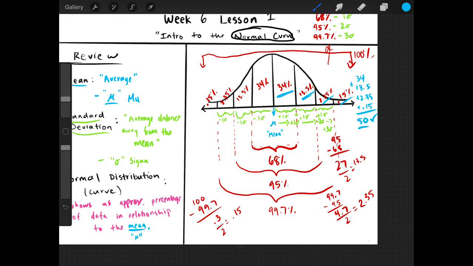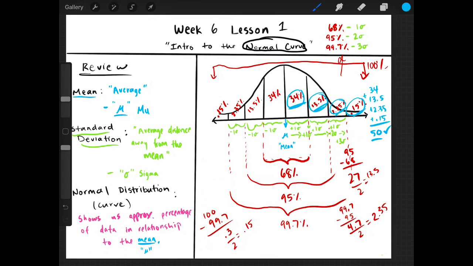Now again, this first lesson was just to introduce you to this idea of the normal curve. I know it's a lot to look at right now, but the main thing is I need you to be able to fill in these percentages when we have a normal curve, because in the next couple of lessons we're going to look at how we can use those to find some specific information on a set of data. If you have questions, again, feel free to let me know.